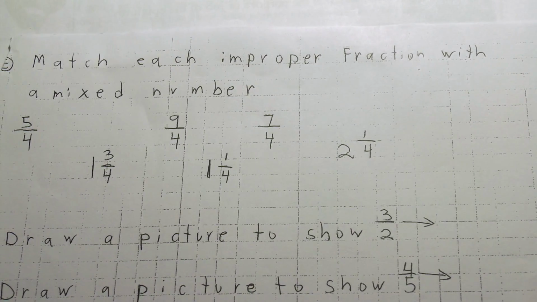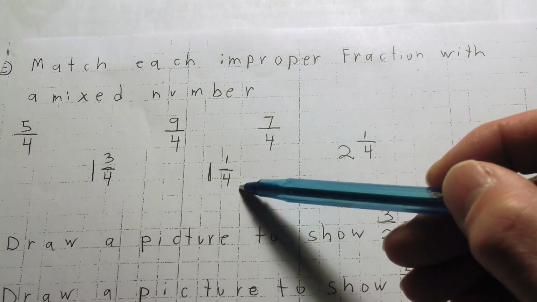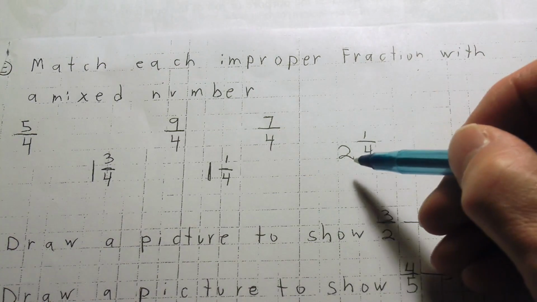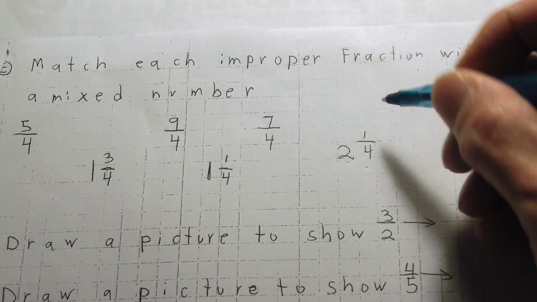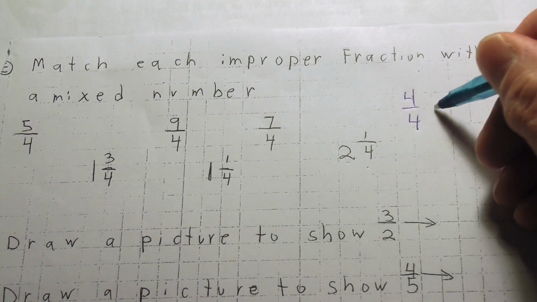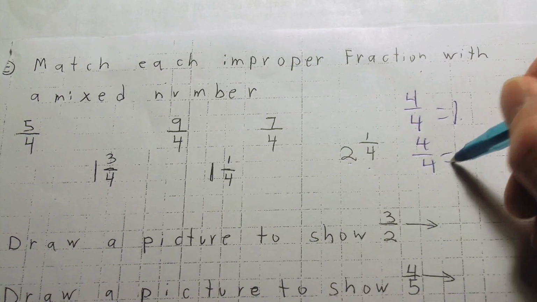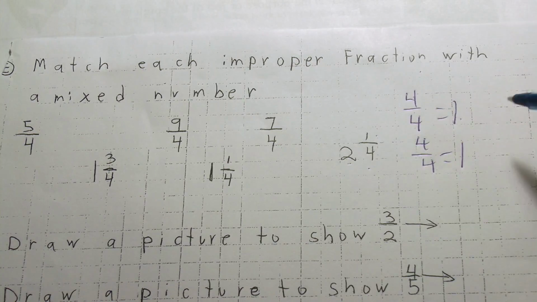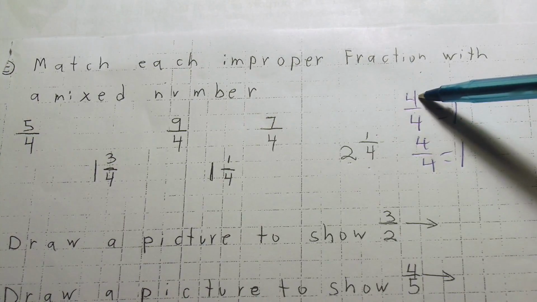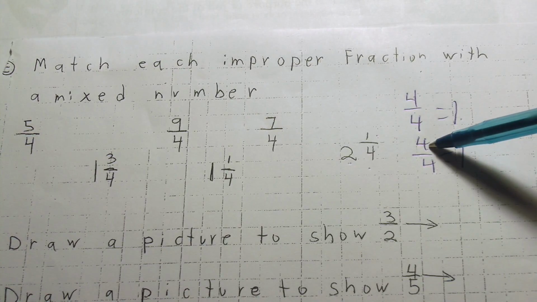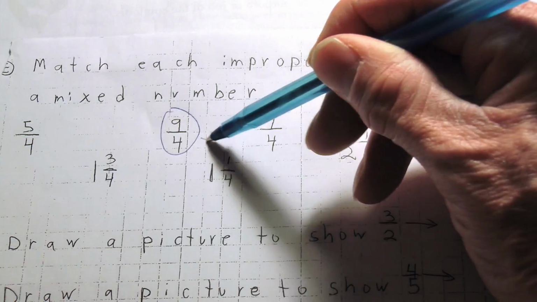Match each improper fraction with the mixed number. Well, it's important that we look at the denominator, and I see lots of fourths here. Let's start with this one. 2 1/4. The 2 is made up of fourths. Remember that it takes 4 fourths just to equal 1. So if that equals 1, I need an additional 4 fourths to equal another 1. And I've got 1 more left over, for a total of 2 1/4. Let's count the number of fourths here. We've got 4 fourths plus 4 fourths, that's 8 fourths, and the extra fourth means we've got 9 fourths. So we have a match here.